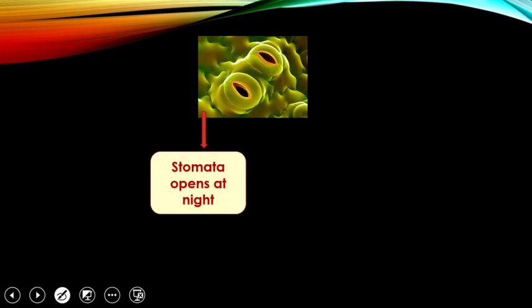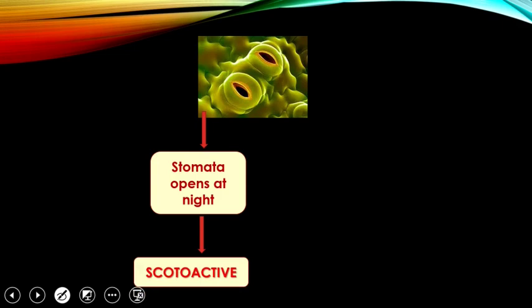Why do I say normal plants? Let me tell you something interesting. This beautiful picture is of stomata. If the stomata opens at night in some plants, xerophytic plants, opuntia, all the euphorbiaceae plants which are growing in hot deserts, during the daytime the temperature is very high. So if the stomata open, transpiration will take place, water loss will occur, and the plant will wilt and die. So they open their stomata at night. Such stomata in xerophytic plants which open at night are called scotoactive stomata.